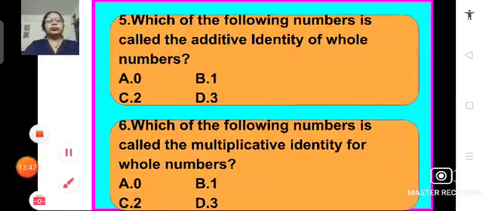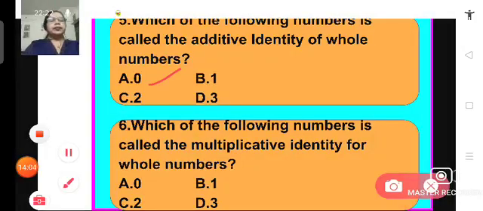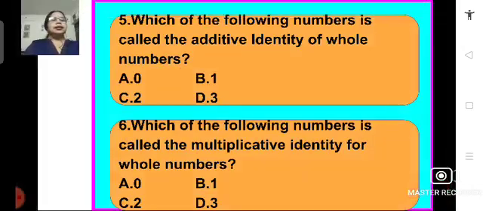Next one, which of the following numbers is called the additive identity of whole numbers? Children, we know that 0 is the additive identity of whole numbers. So the answer is the first option, that is A. Question number 6. Which of the following numbers is called the multiplicative identity for whole numbers? Children, we know that the multiplicative identity for whole numbers is 1. So option B is the correct answer.